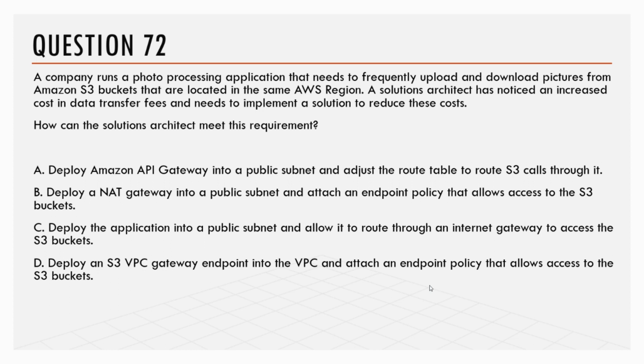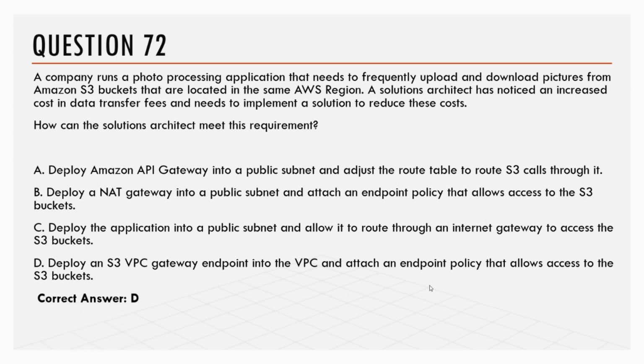And the options are A, deploy Amazon API gateway into a public subnet and adjust the route table to route S3 calls through it. Option B, deploy a NAT gateway into public subnet and attach an endpoint policy that allows access to the S3 buckets. Option C, deploy the application into a public subnet and allow it to route through an internet gateway to access the S3 buckets. Option D, deploy an S3 VPC gateway endpoint into VPC and attach an endpoint policy that allows access to the S3 buckets.